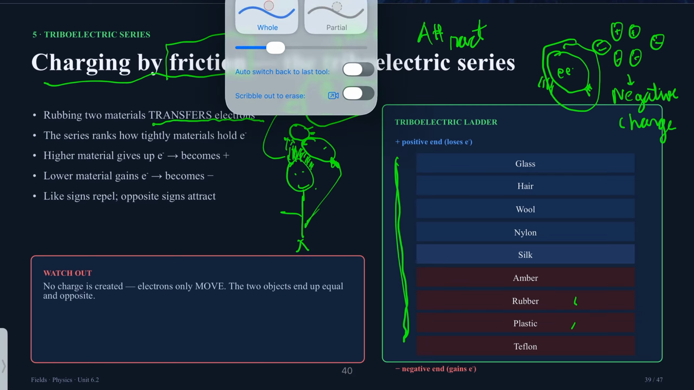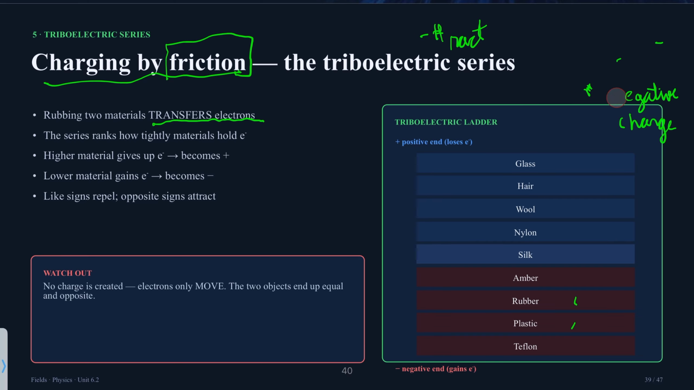And we'll go over what these rankings are here. These rankings go from most high to most low, and it measures the probability of an object to gain or lose electrons. So glass is the most likely to lose electrons. It's the most likely to give away electrons. Teflon is the most likely to gain electrons.